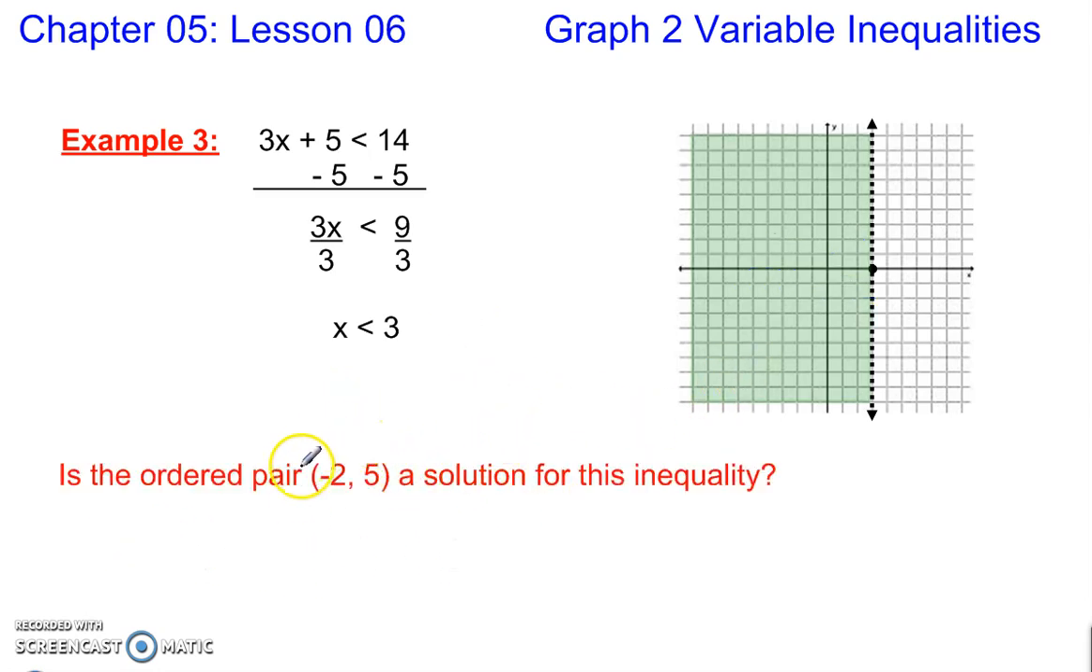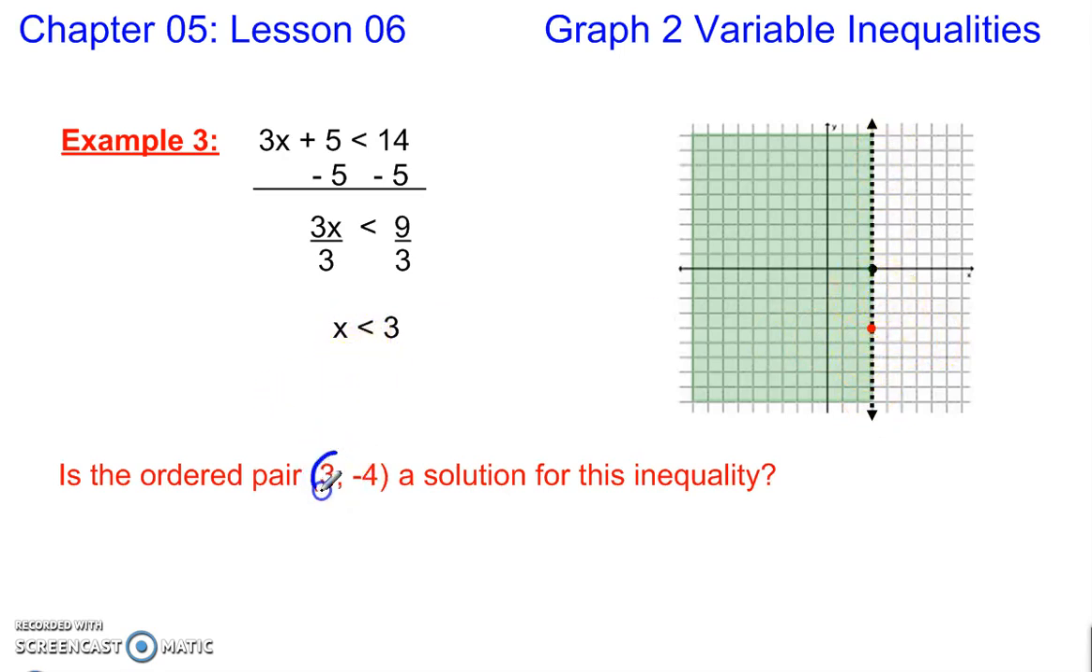All right, now I can again check for the ordered pair. See, is that a solution? Negative 2, anything in this case with a negative x, right? Negative 2 and 5. Is that part of the solution? Yes, it is. What about 3 and 4? Well, we could go to 3 and negative 4. This is on the line, this point right here. And the line is not part of the solution. So in this case, this is not part of the solution.